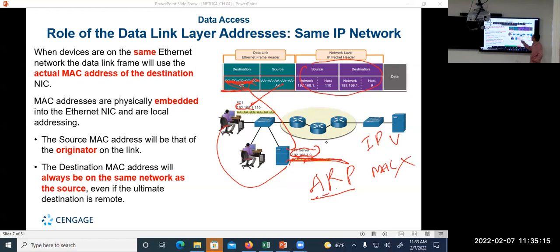So the first step, you have to send out a broadcast message. Broadcast means you send it out to everyone on the same network. I send it out to everyone, and you raise a question here: who is 192.168.1.9? Who is 192.168.1.9?